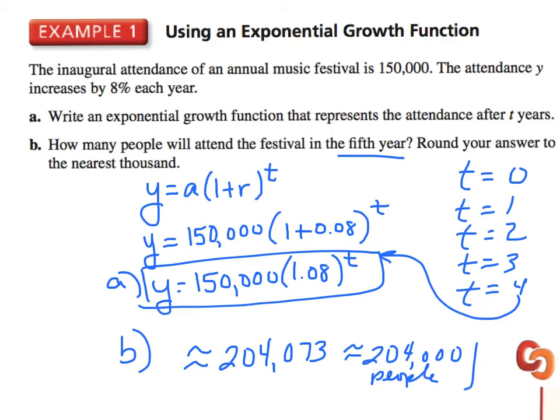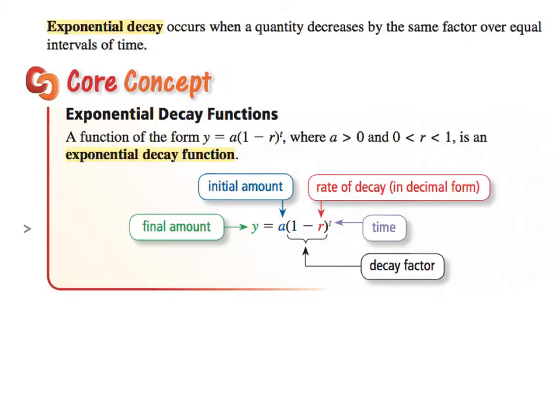Now, exponential decay is when a quantity decreases by the same factor over equal intervals of time. Everything is exactly the same except your R value. Your R value has to be between 0 and 1. Which means when you take 1 minus R, notice it's minus now, remember growth, you add it on. Decay, you subtract it. And that's going to give us something called our decay factor.